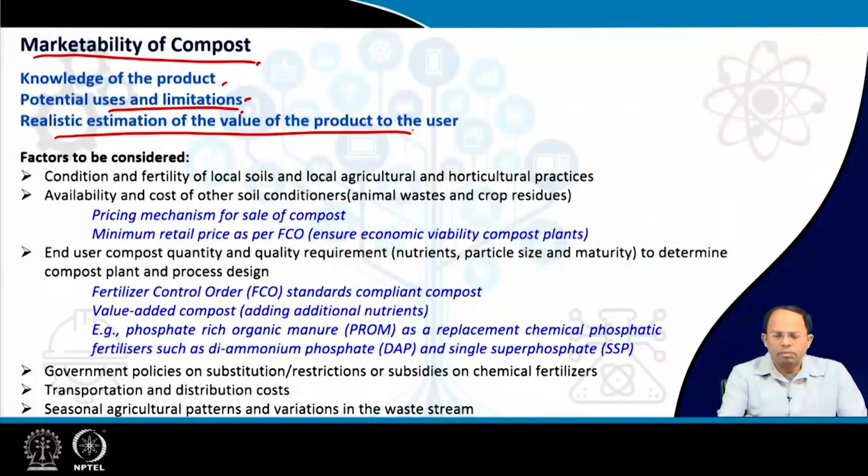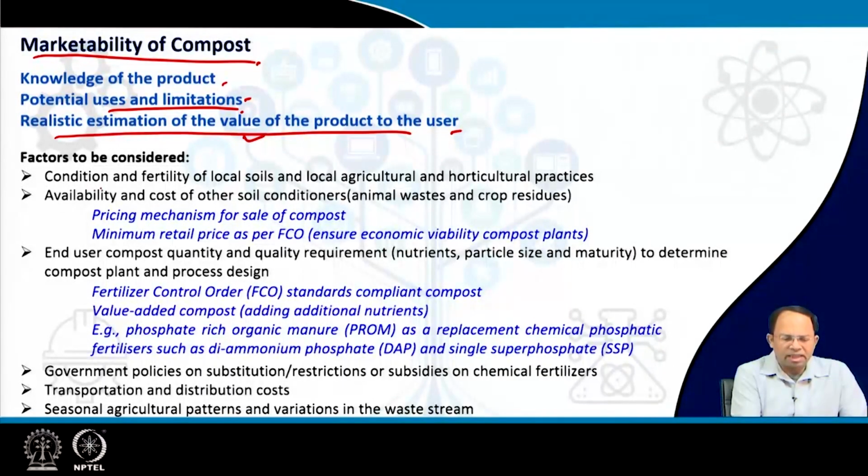So, for example, people can use animal manure, people can use crop residues locally in their own agricultural field, right? So, compost is a competitor of these kinds of organic manures, right? So, in that case, we really have to estimate how much people are willing to pay for this product. As per the production cost, we can set a price for this compost, but there may not be any takers for the compost. So, this has to be very carefully thought about.